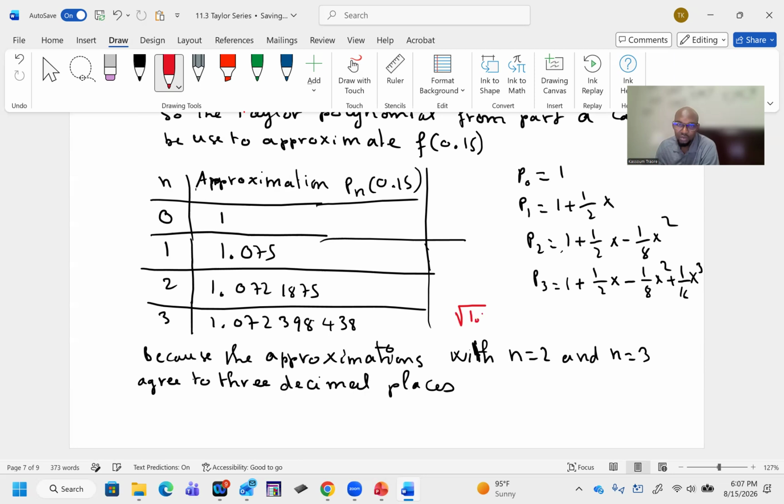The square root of 1.15 is also approximately 1.072 when rounded. So we can conclude what? 1.072 is the approximation. Okay.